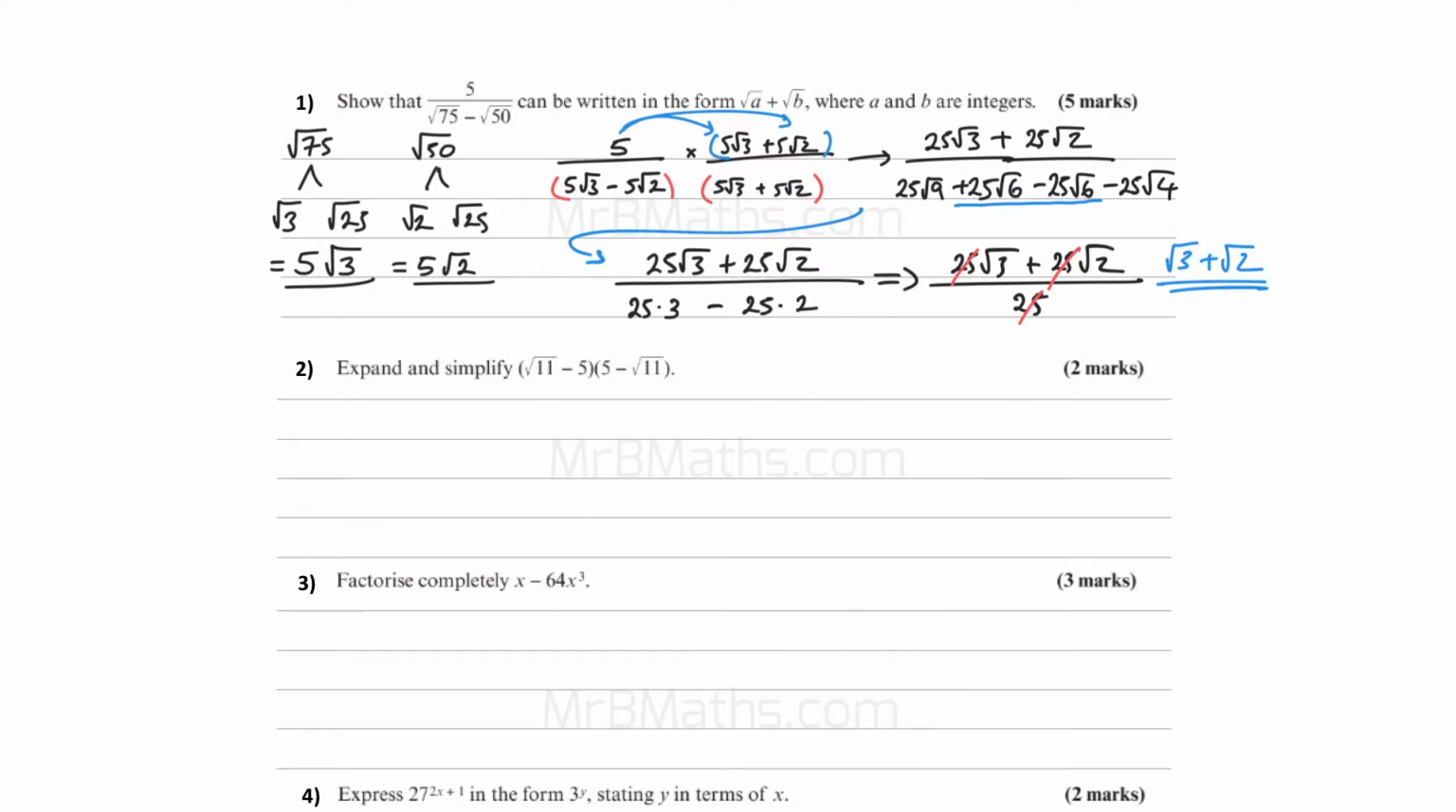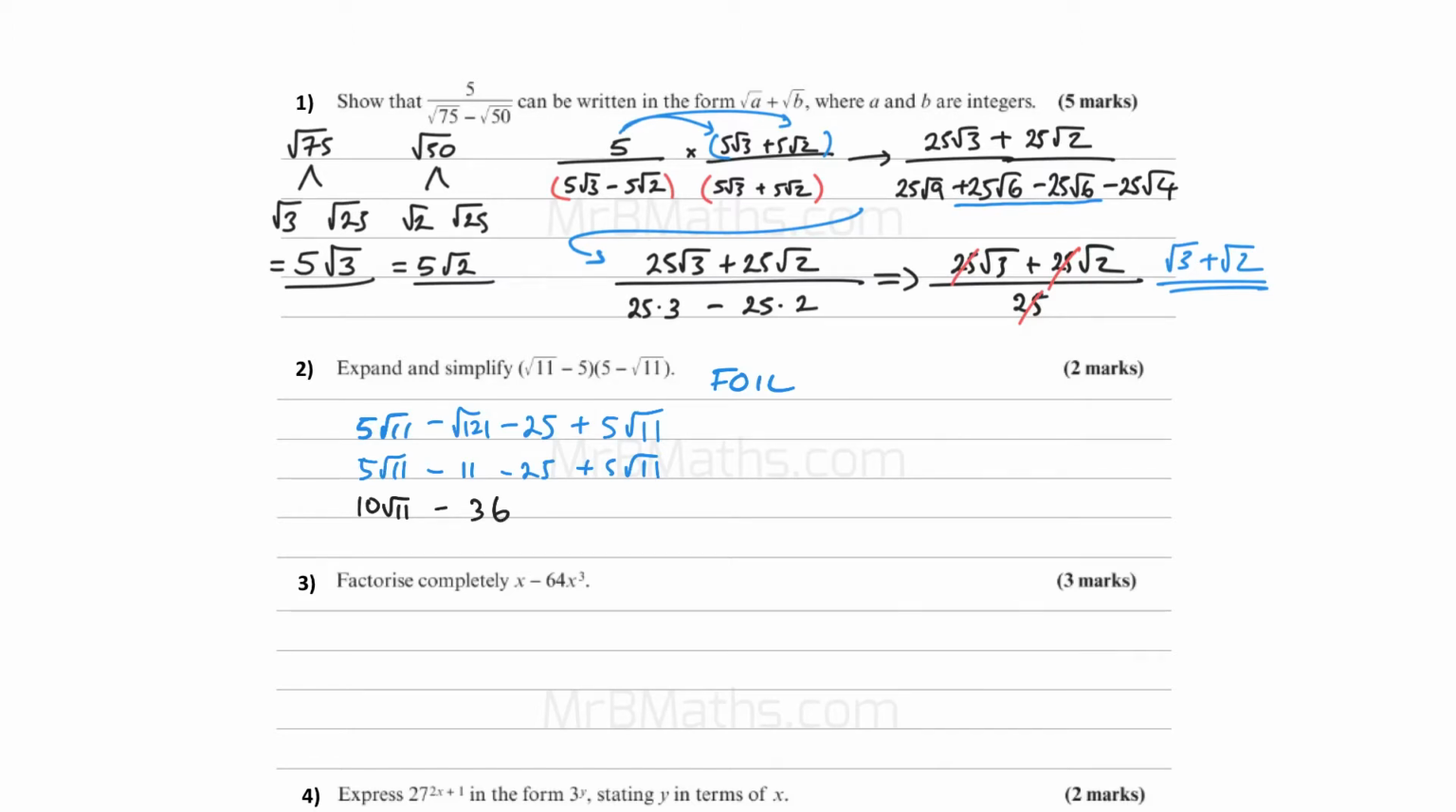Okay, so question 2 now, using FOIL to expand these double brackets, we'll do root 11 times 5, so we get 5 root 11, minus root 121, minus 25 plus 5 root 11. Okay, then this will obviously simplify to 5 root 11 minus 11 minus 25 plus 5 root 11, which will then be 10 root 11 minus 36.